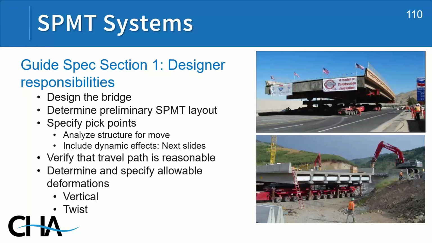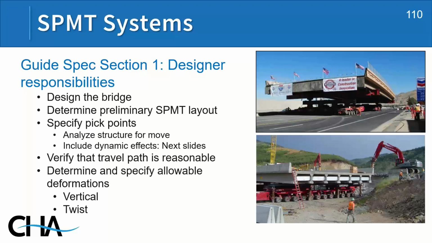Section 1 of the guide specification lays out responsibilities for the design of SPMT systems. The designer has certain responsibilities and the contractor has certain responsibilities. The designer, first and foremost, is responsible for designing the bridge: the beams, the deck, the parapets, the substructures. The engineer has to design the entire bridge. We also want the designer to do a preliminary layout of the SPMTs because we need the designer to specify the pick points and where it is safe to pick the bridge without damaging it. This has to include dynamic effects as well. So the engineer needs to do a preliminary SPMT layout, and the guide spec gives guidance on how to do that.